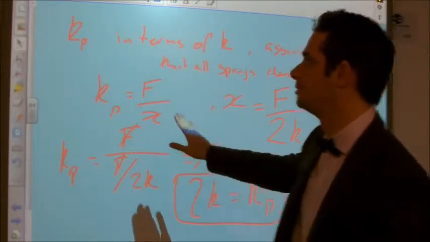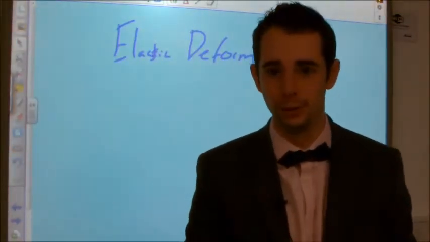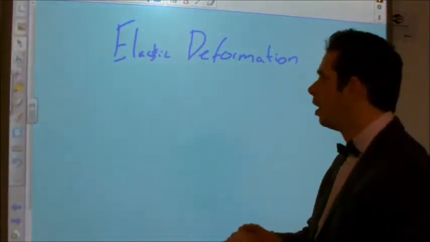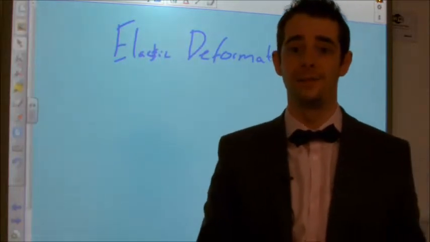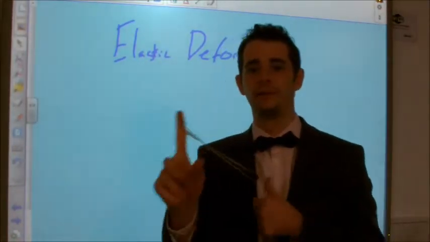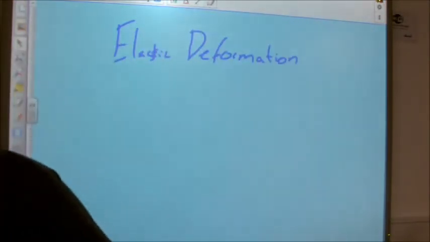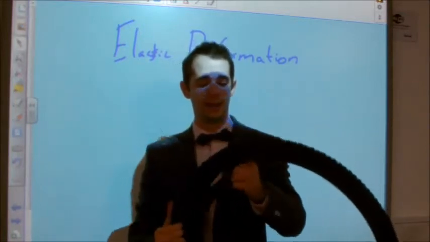Right, what I'd like to do now is move on to our first look at our materials section. One of the key things you need to know for the lesson is this idea of elastic deformation. Elastic deformation is exactly what we see when we have a rubber band, or even something like a tyre. This is just a bike tyre. Again, I've got an inner tube.